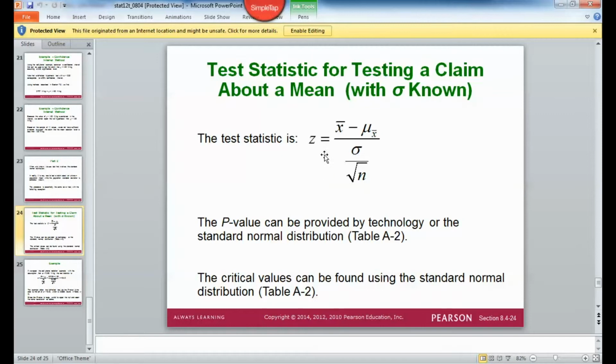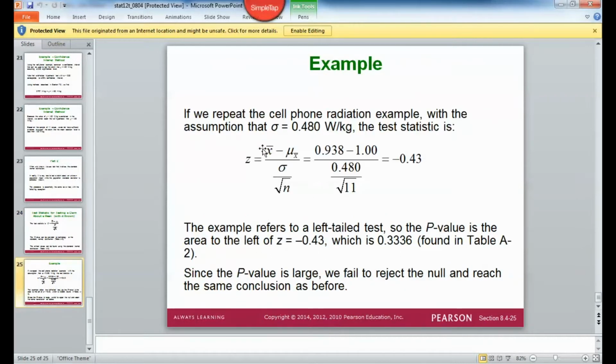So we use this z formula. All right, and again, the p-value can be provided by technology. It says, or the standard normal distribution. So very good, very good. So here's an example of the cell phone radiation. Find the z as your test statistic. So if we find that, it says this refers to a left-tailed test. So you just follow that table if you want to find the p-value.